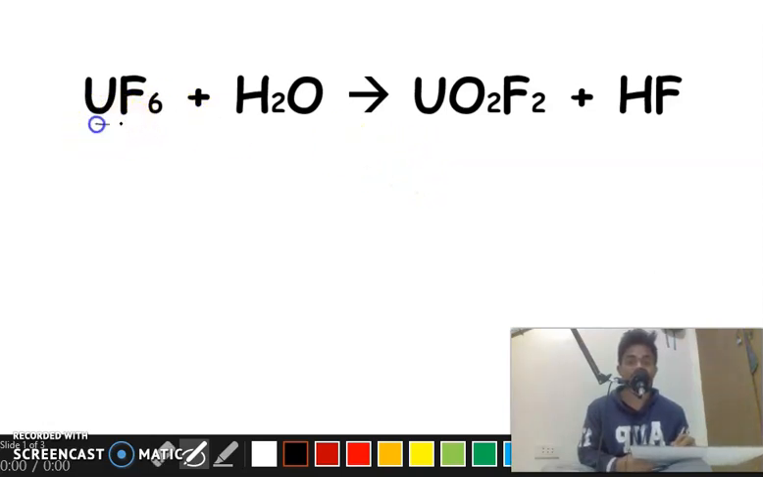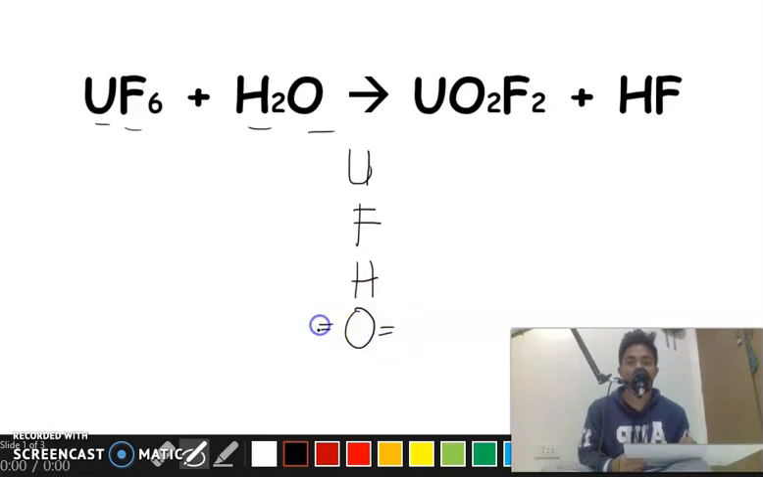So for example, you have U, F, H, and O. If you look at the reactant side, you have U, you have F, you have H, and you have O. The same is true with the product side. However, if you look, this is F, okay. So if you look at the product side, it looks a little bit different, because you will have 2F right there.